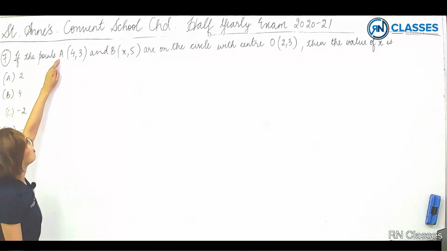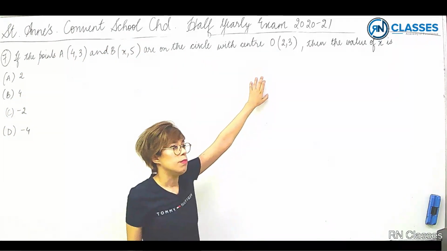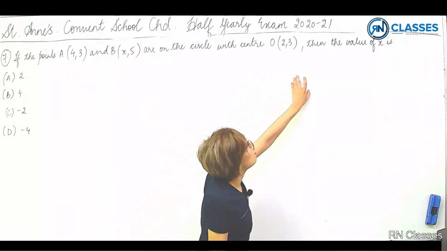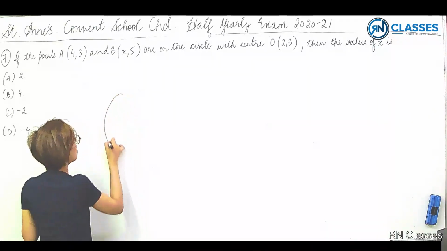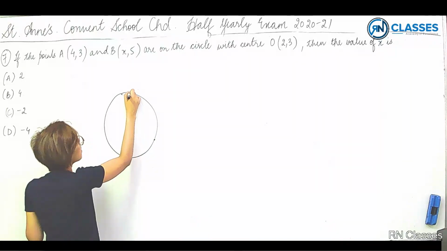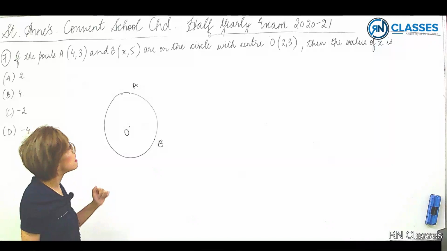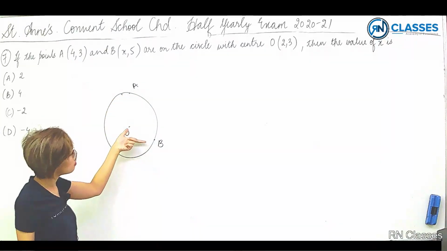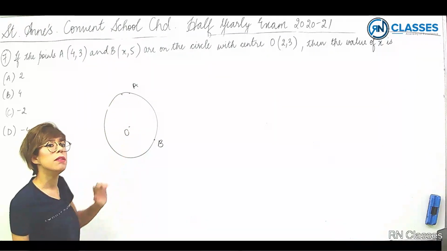He says if the points A and B are on the circle with center O. Right. So A and B are on the circumference and the center is given. Then you need to find the value of X. Now points are there on the circumference and there is a center given. What can you say about things? Right? Definitely OA is the radius and OB is also the radius. So that means OA is equal to OB.